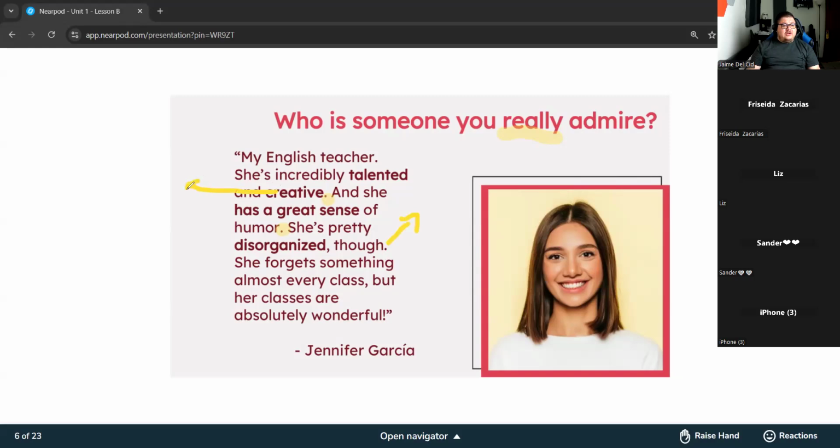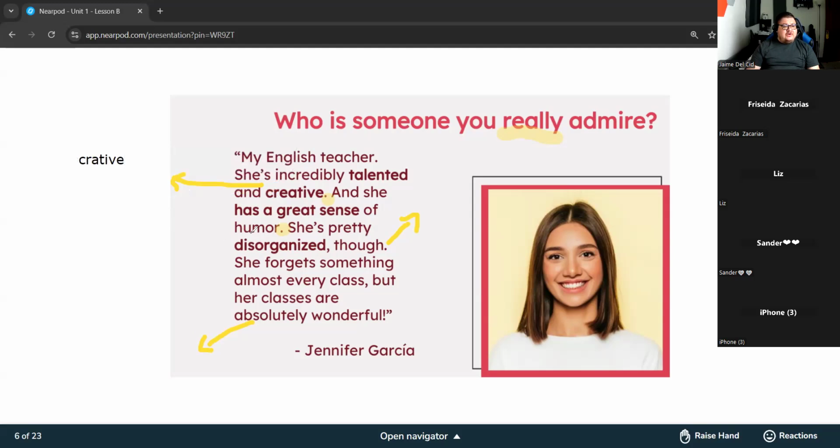Perfect. Okay, so let's go ahead and talk about certain words here. The word creative, the word though, the word absolutely. So the first word here is the word creative. Okay, so we're going to talk about that. That's the pronunciation. The word is creative. Creative is creativo. Creativo. And she has a great sense of humor.